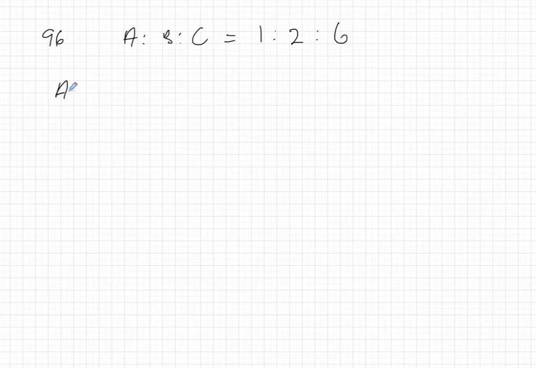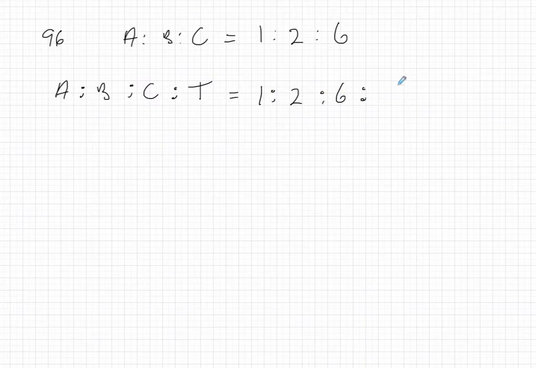Okay, let's divide, say, 96 between A, B and C in the ratio 1 to 2 to, say, 6. So I would go A to B to C to total is equal to 1 to 2 to 6, and the total actually works out to be 9. Now the actual total is 96. That's a pity. Not a very convenient number. How do we get from there to there?